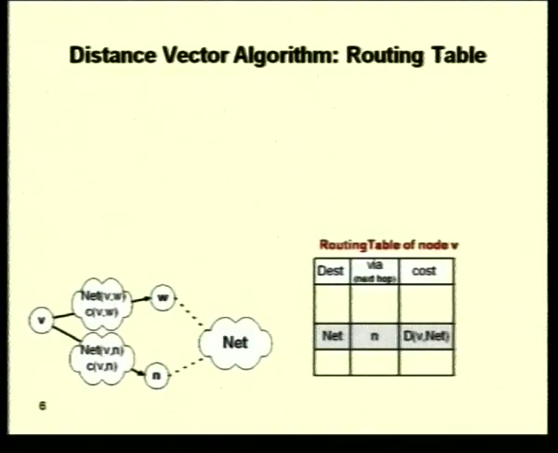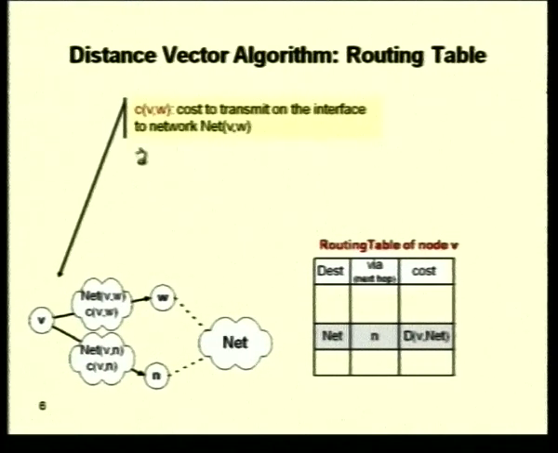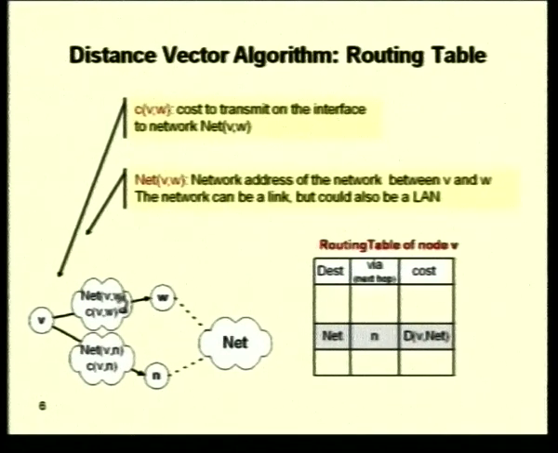If you look at the distance vector routing algorithm, the routing table basically has this information: the destination, via which next hop it goes, and what is the cost to that particular destination. So, for instance, if net is the destination, you have an entry which says net, the next hop is n, and the distance is v comma net, the distance from v to net, stored here as the cost. C of v comma w is the cost to transmit on the interface to network net v comma w. Net v comma w is the network address of the network between v and w. Again, the network can be a link, but it could also be a LAN.